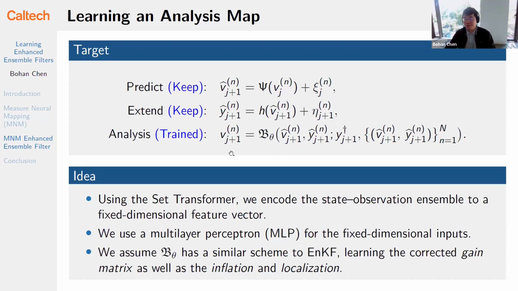And further, we assume that this B theta has a similar scheme to the ensemble Kalman filter. What we learn are the correction terms in the gain matrix, as well as the inflation and the localization. I will further explain the advantage of such an inductive bias of EnKF.